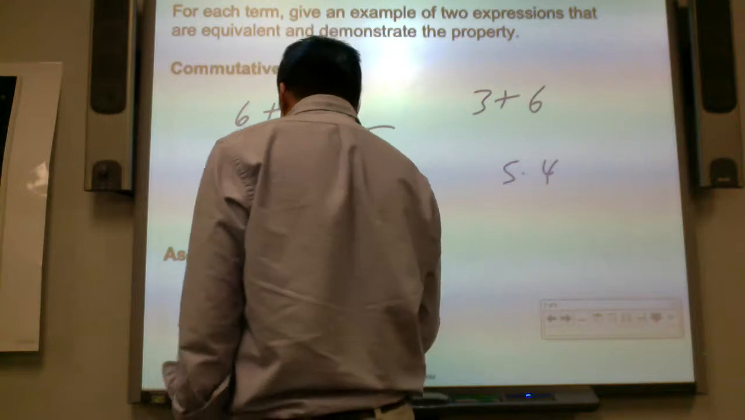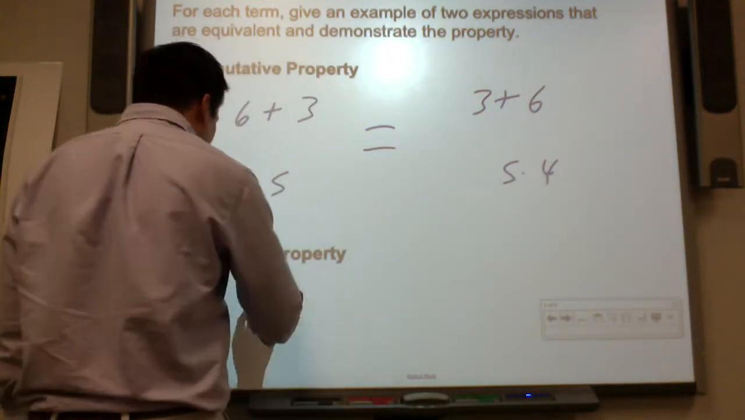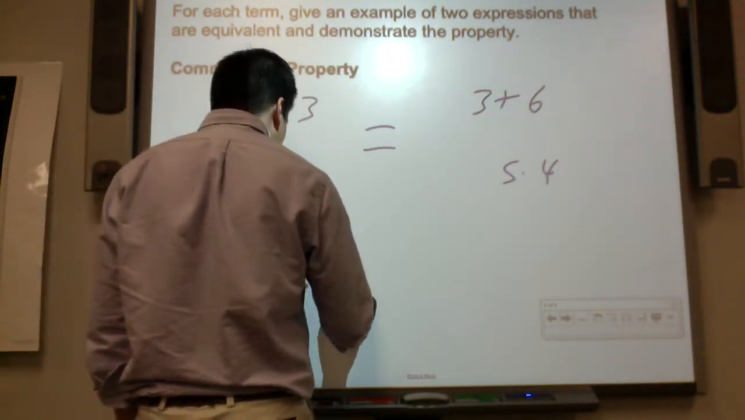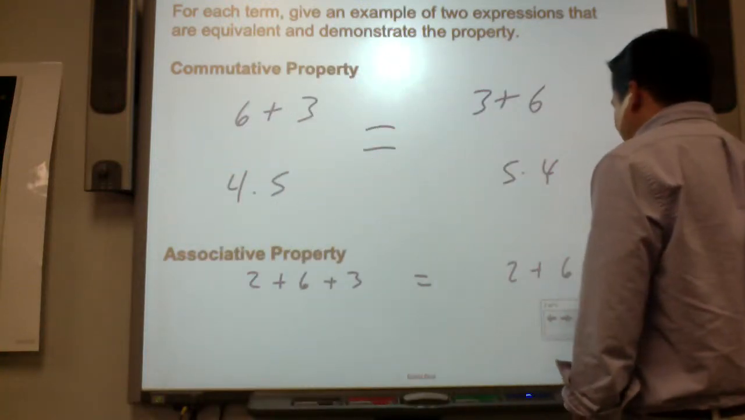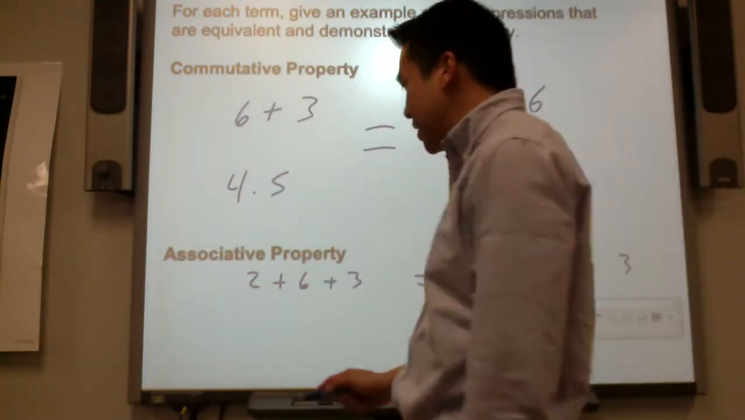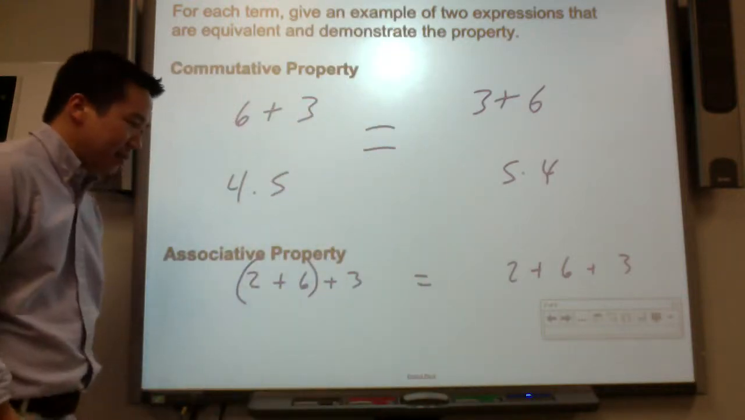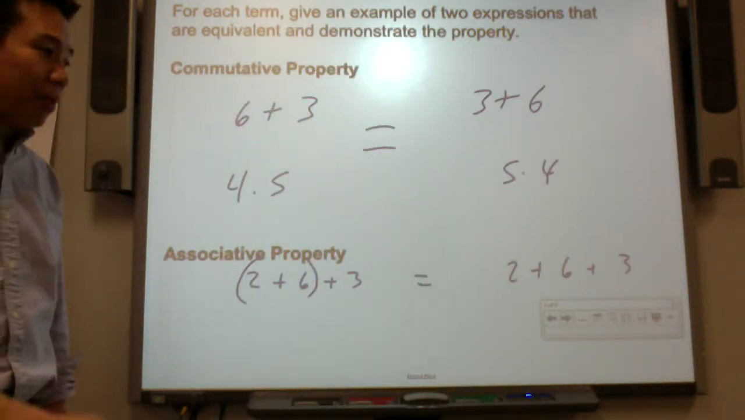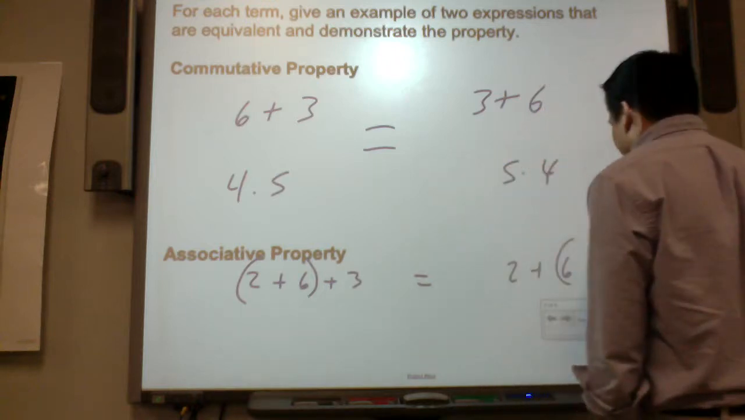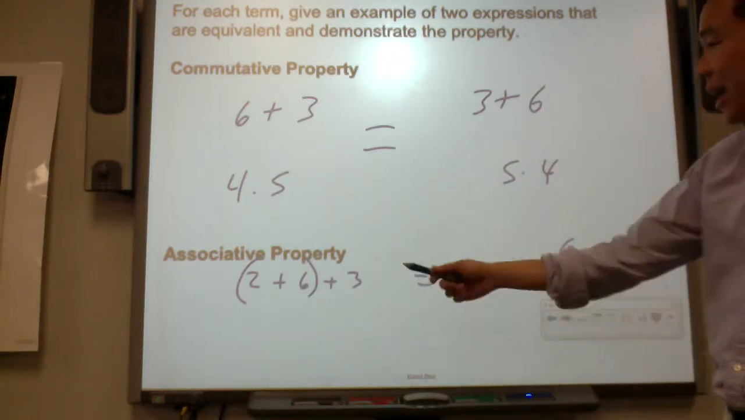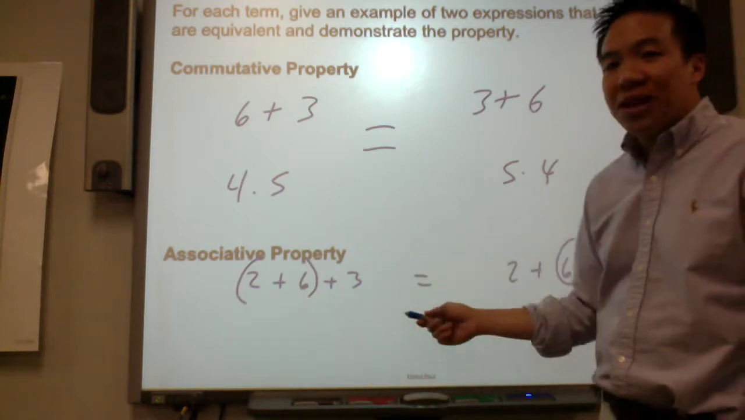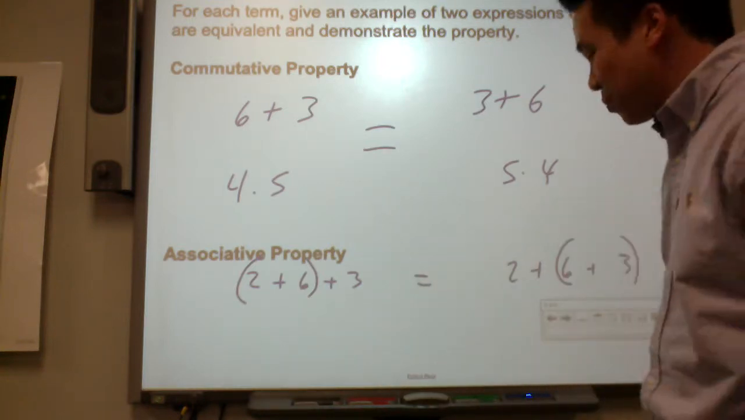Associative is like this. Someone had to add different numbers or multiply different numbers, like 2 plus 6 plus 3. Another person had to add 2 plus 6 plus 3. What if the first person decided to add the 2 with the 6, which is 8, plus 3 is 11? But the second person said, I want to add the 6 and the 3 together, which is 9, plus the 2 is 11. And this is associative. It's still going to generate equivalent expressions.